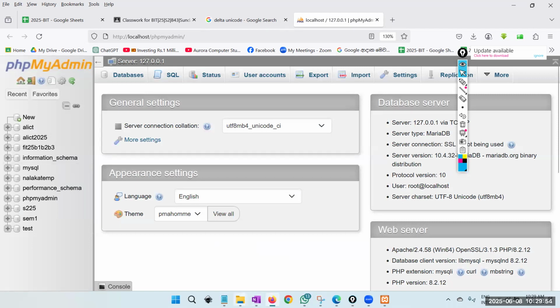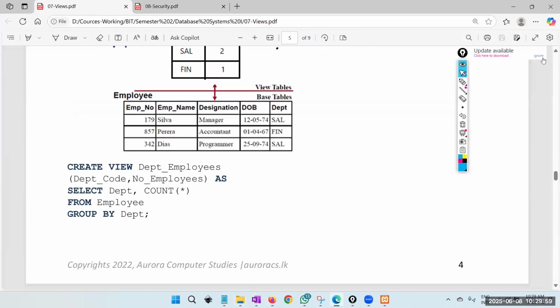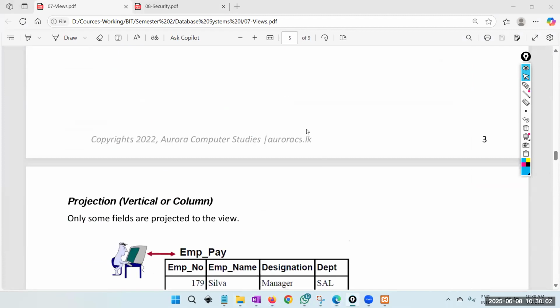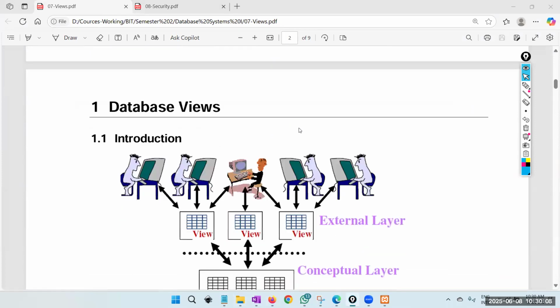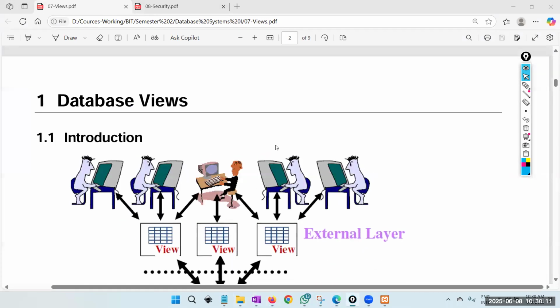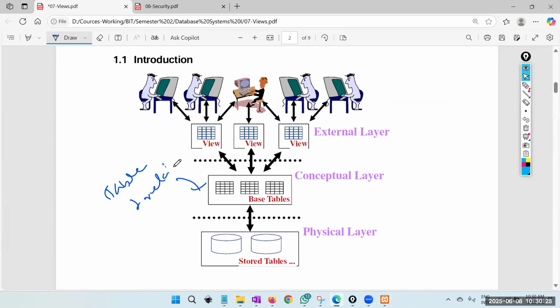Right. So let me open the view note. Right. So what is meant by a view? So far we have been discussing tables, right? And relations and relationships. But remember in the 3-tier architecture, the relations, relationships and tables are related to the conceptual layer. Conceptual layer: tables, relationships. And what you have is files, data files, index files.